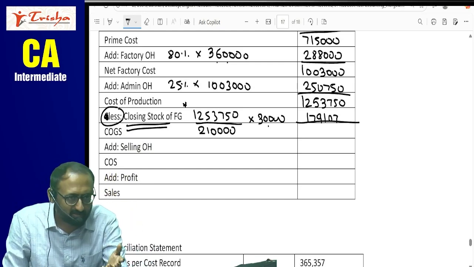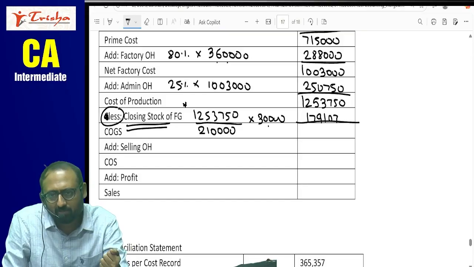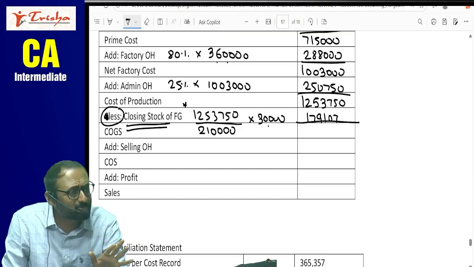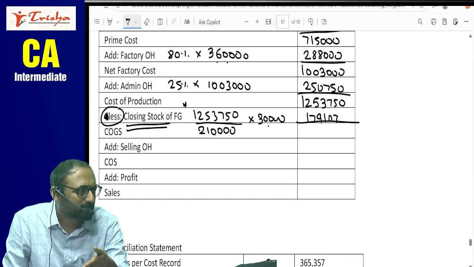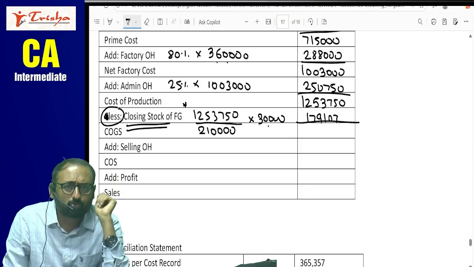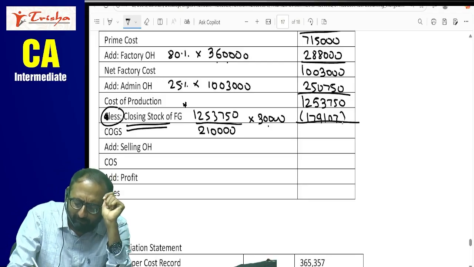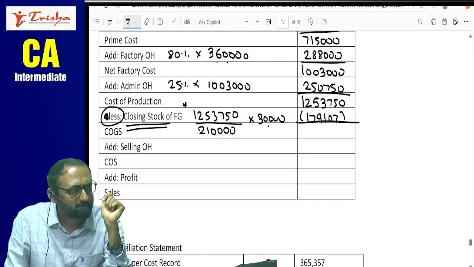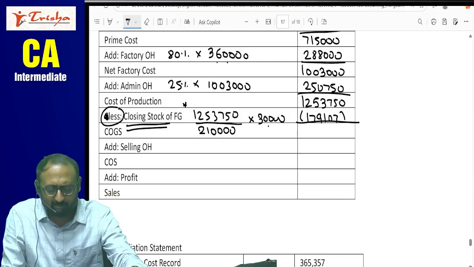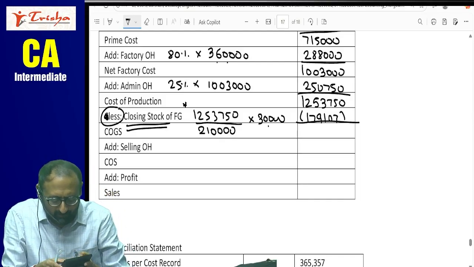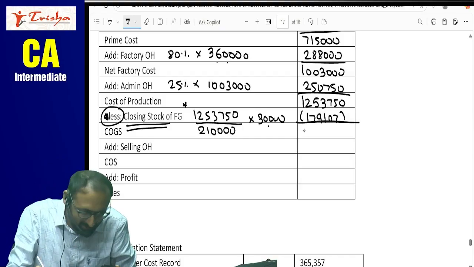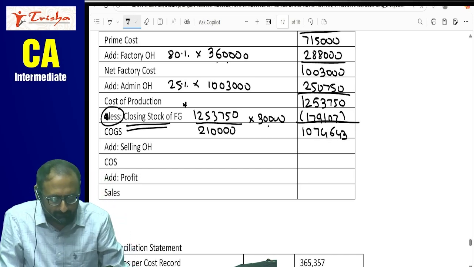So many times this mistake. I have checked some papers of your batch and the previous batches. So many students do this type of mistake. Closing stock, they always add. So remember, if any less item is there, don't forget to write it in brackets, so you will not make such a simple mistake. So 12,53,750 minus 179,107. Guys, COGS comes to 10,74,643. Is it correct, guys?